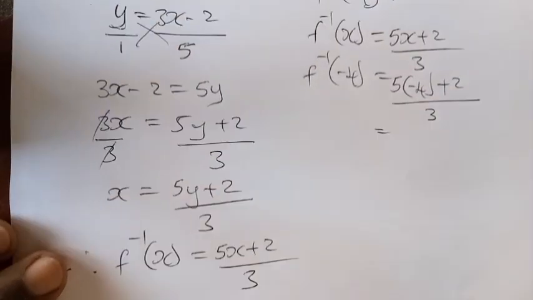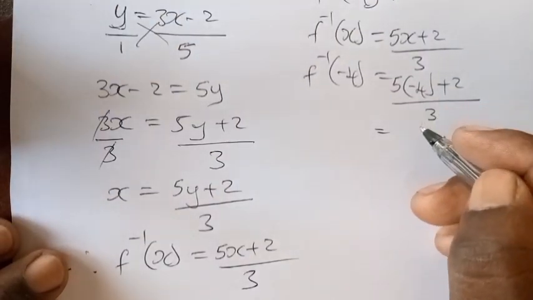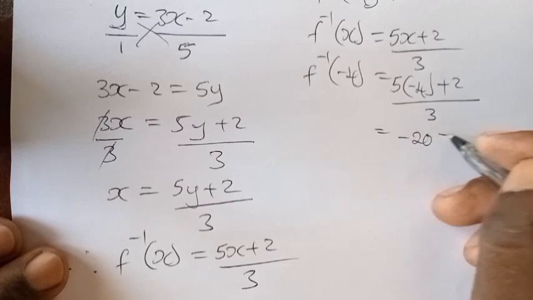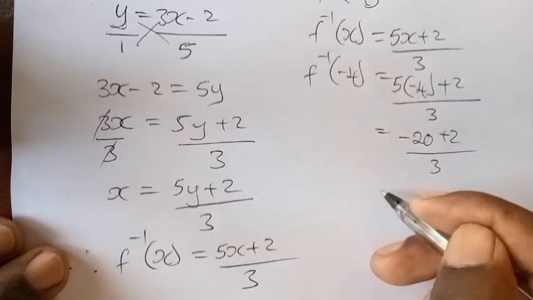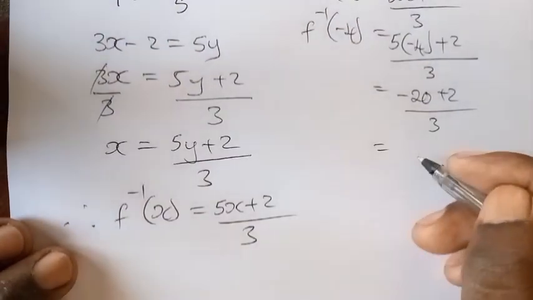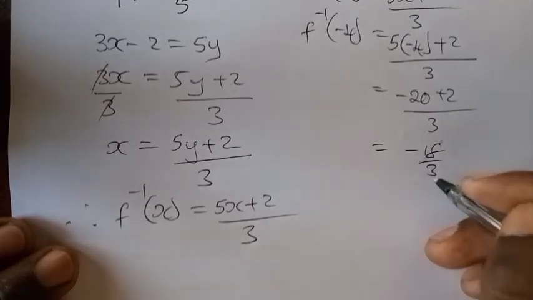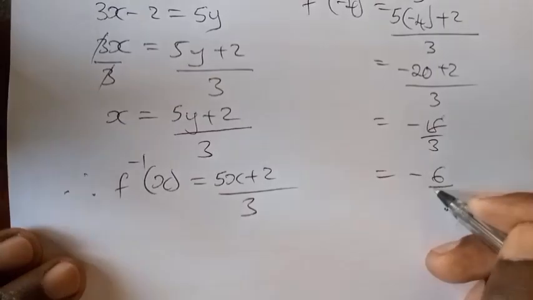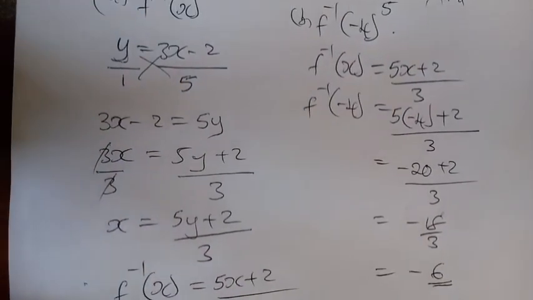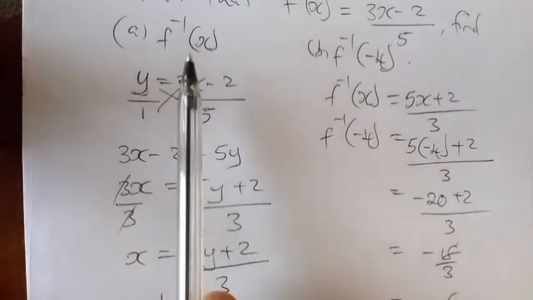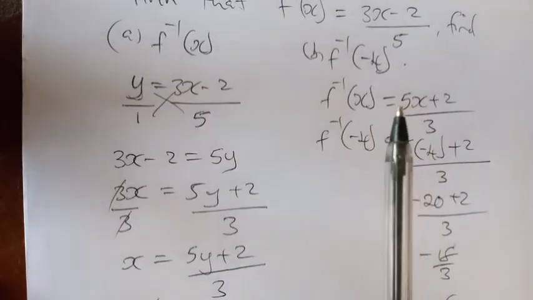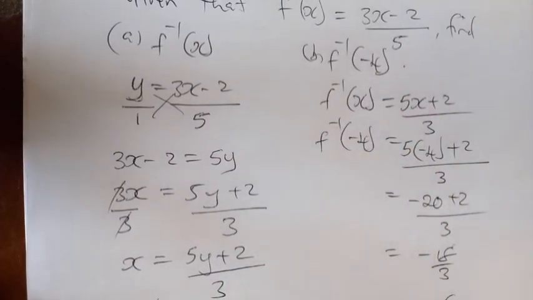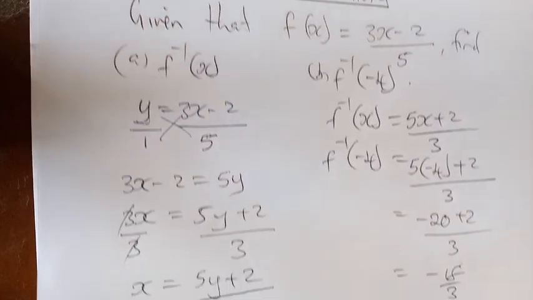When this one is calculated, 5 multiplied by -4 is going to be -20, plus 2, everything divided by 3. And then this is what is going to give us -18 divided by 3, and then it gives us -6. So this is how we get the function f inverse of x and also the function f inverse of any number that we have been asked to find.